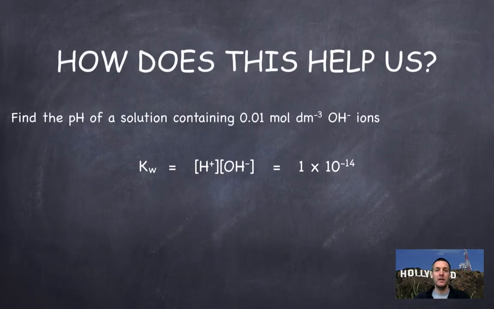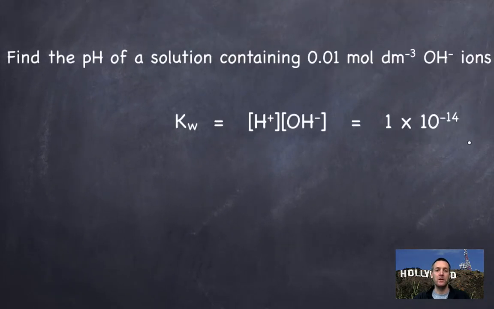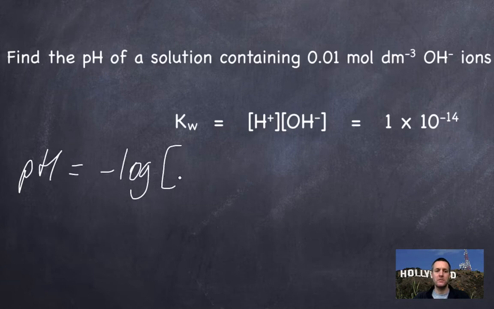Okay, now why is that helpful to us? Well, if we were asked to find the pH of a solution containing 0.01 mole per dm cubed of OH- ions, we might be struggling a bit because we might be thinking, well, hang on a minute, pH is the negative log of H+. And I don't know what the concentration of H+ is, but I do know what the concentration of OH- is.